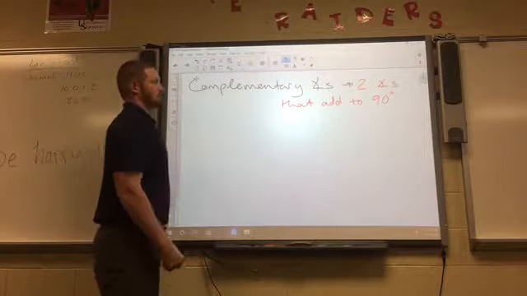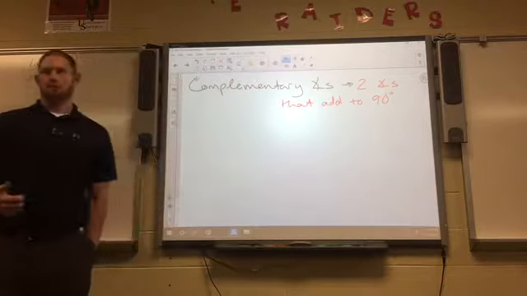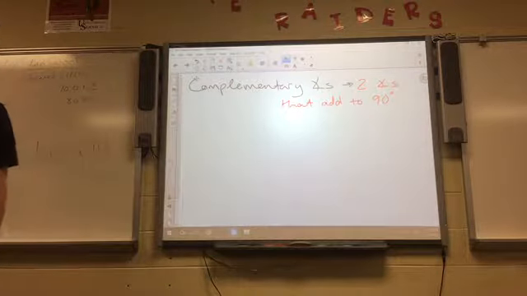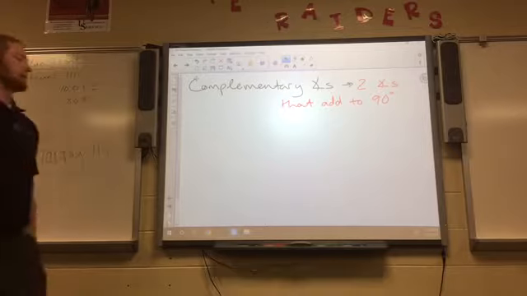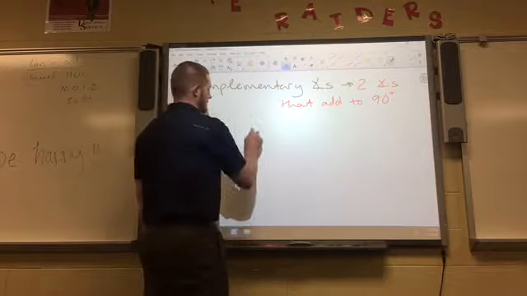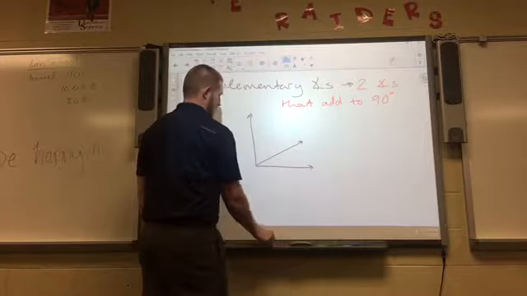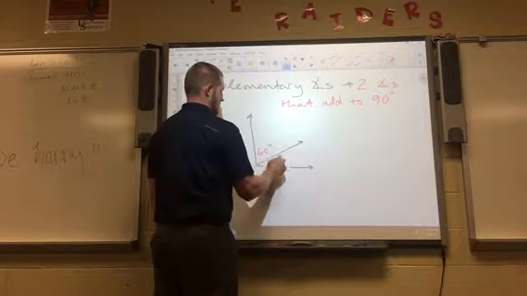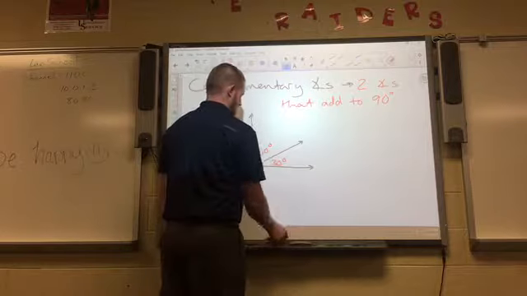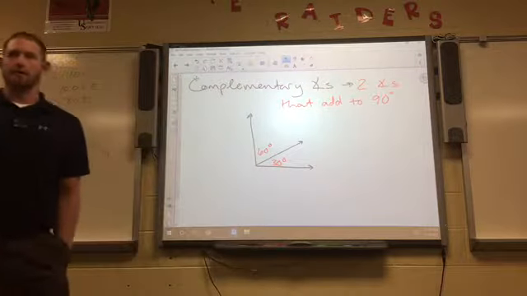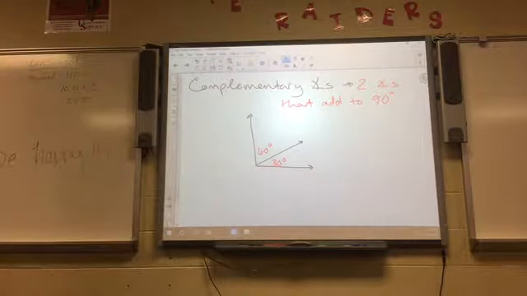Does it say that they have to be touching or connected in any way? No, it just says there are two angles that add to 90 degrees. So it could look like this: 60 degrees, 30 degrees. That's one option. That's definitely 90 degrees, right? So those two angles will be considered complementary angles.